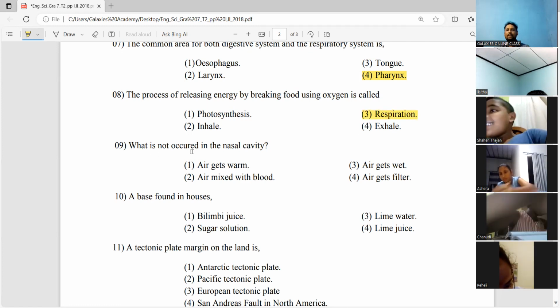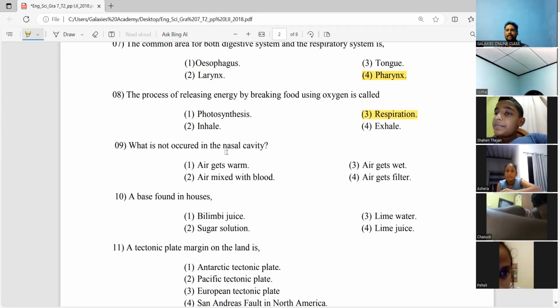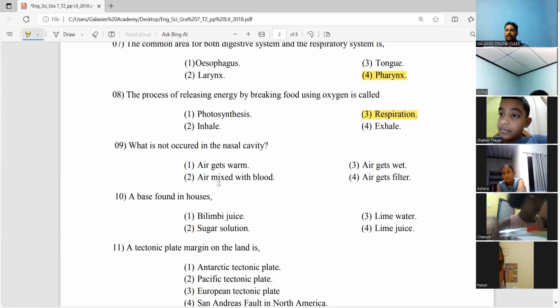What does not occur in the nasal cavity? Air gets warm, air gets wet, air mixed with blood, air gets filtered. What is the suitable answer for this question? Yeah, mixed with blood.